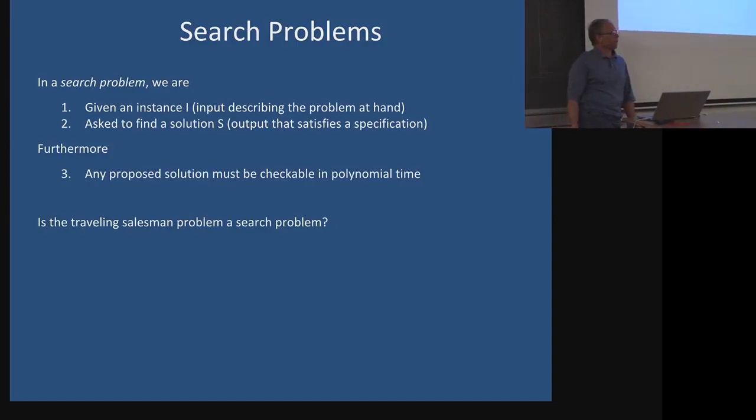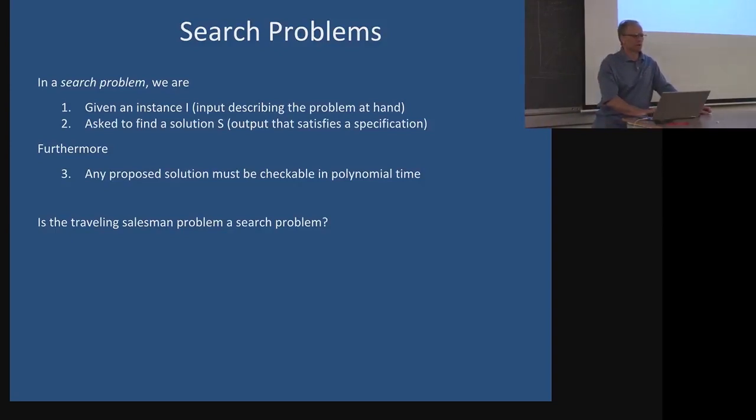So think about the shortest path problem. Is that a search problem? Yes, because it's solvable in polynomial time and thus it can be checked in polynomial time. If it's solvable in polynomial time, it's checkable because you can just solve it. Checking just amounts to solving.